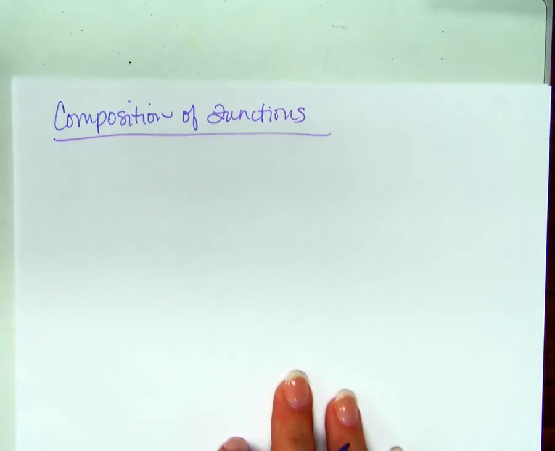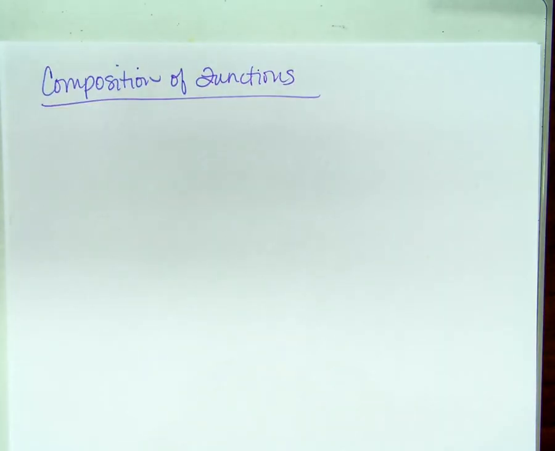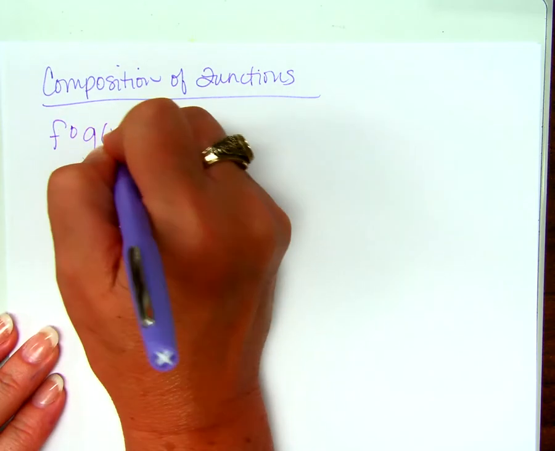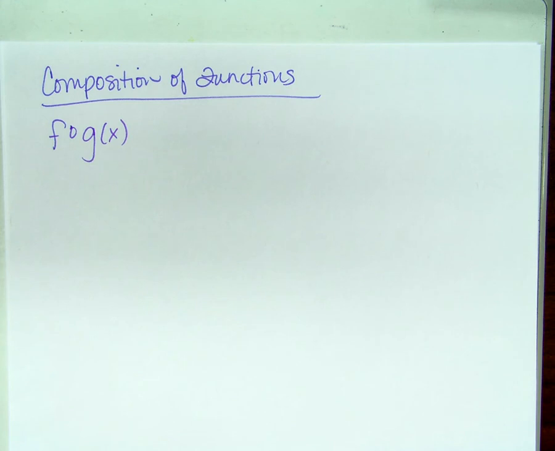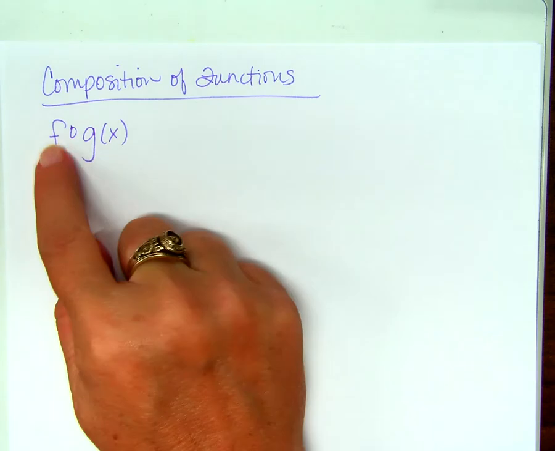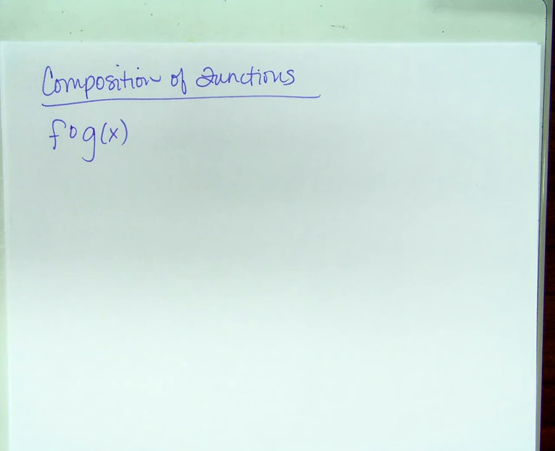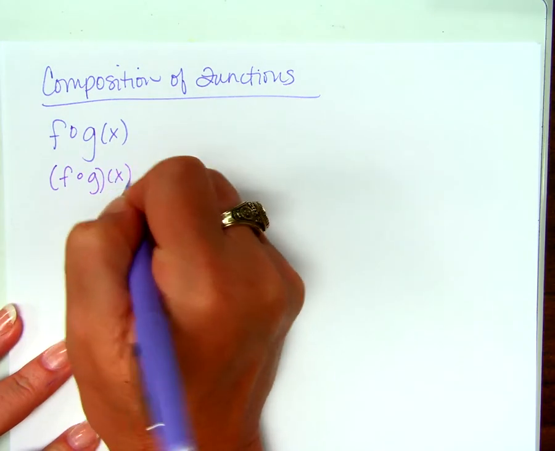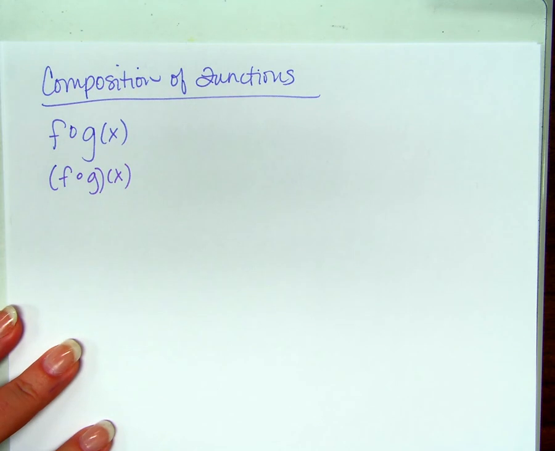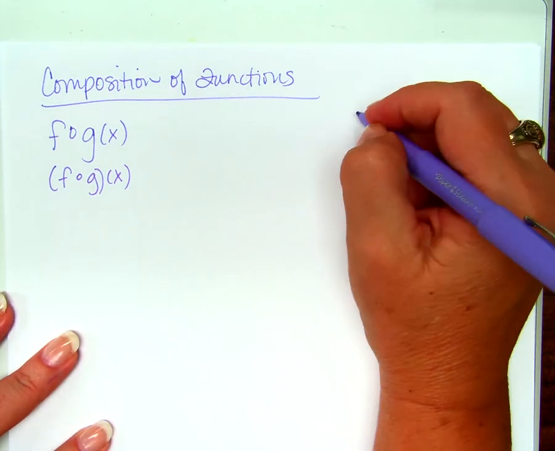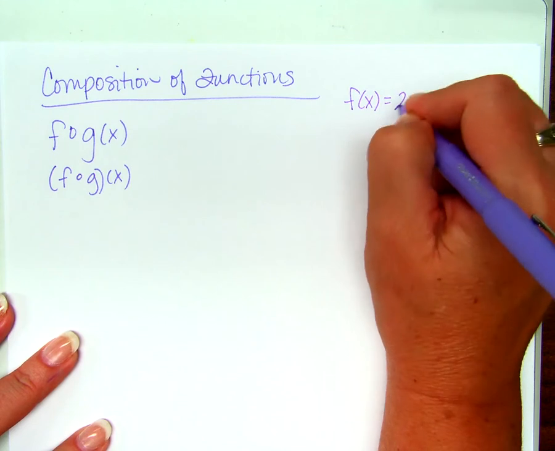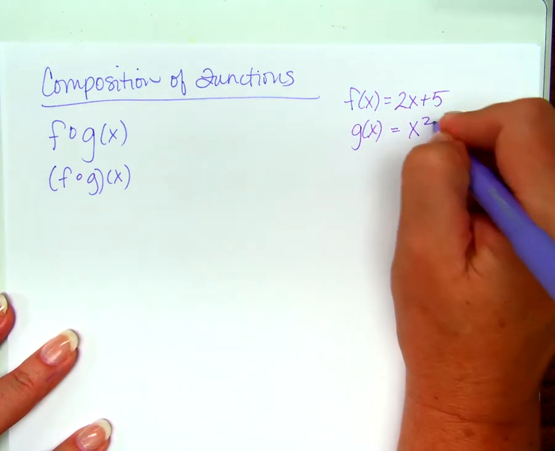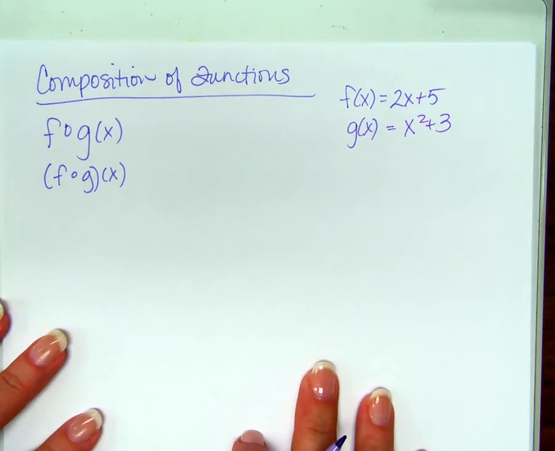Composition of functions, if you're not careful, looks like combinations of functions. Because it looks like this. I promise I did not just write fog. That means f of g of x. Another way you might see it written is with parentheses, f of g of x. Using our two values from before, f of x was 2x plus 5, and g of x is x squared plus 3. We need to talk about this real quick.